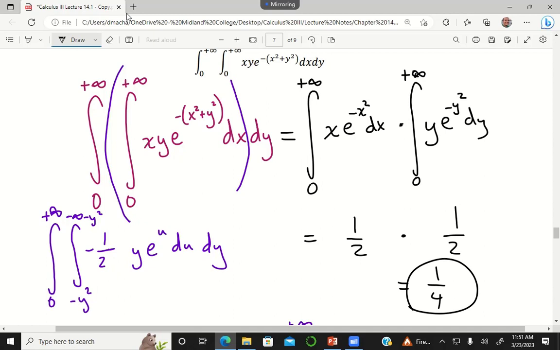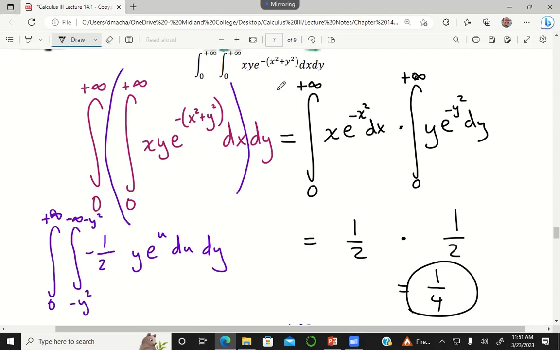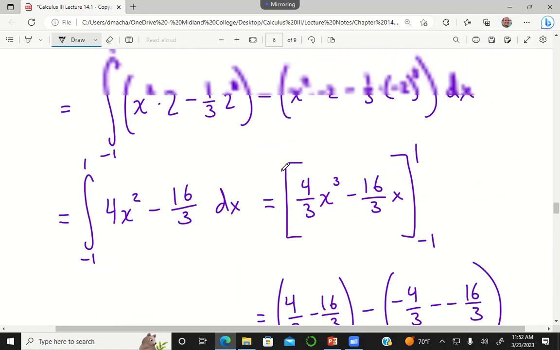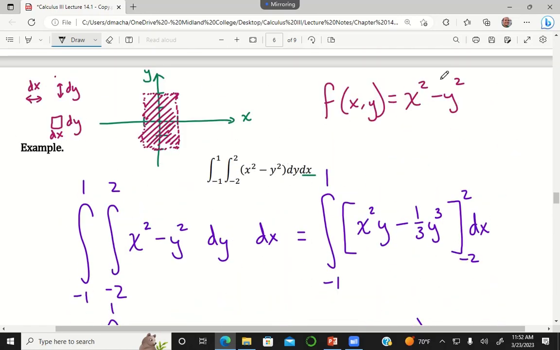So it's a really quick, easy trick for simplifying some double integrals. But do you guys see how it works? It works for this one because it's a function of only x times a function of only y. But it would not work for this one because I can't make that a function of x times a function of y.